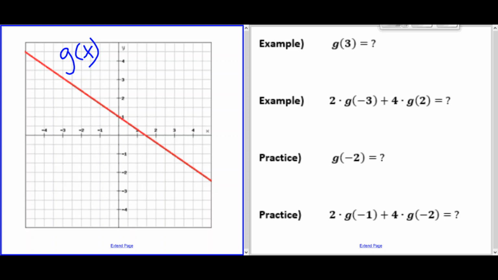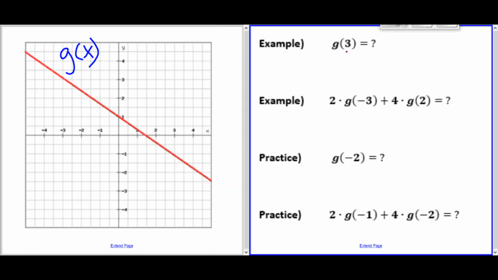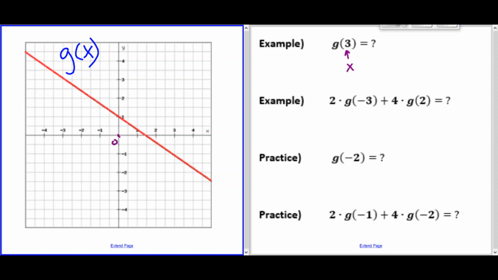When I say g of 3 equals question mark, remember the thing that is in parentheses is always going to correspond to an x value. So I'm going to go along my x axis. I'm going to move to where x is 3. If I start at 0, 0, and I move 1, 2, 3, when x is 3, what is my y value? Where is this red line?